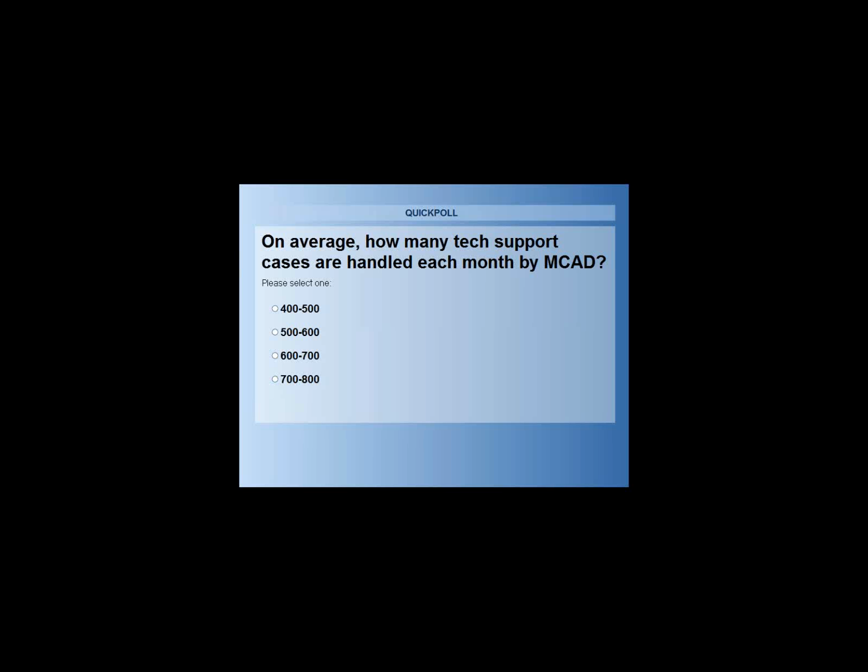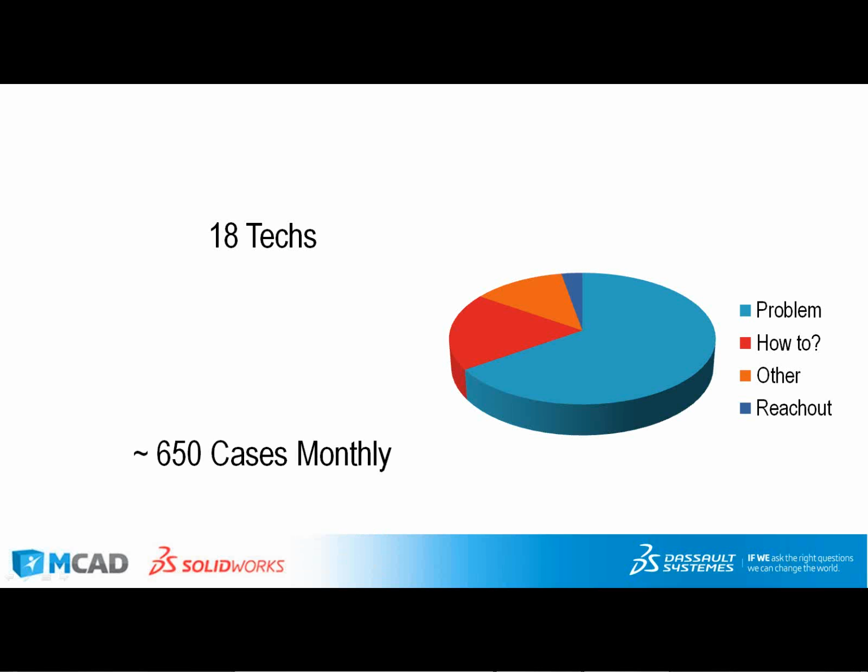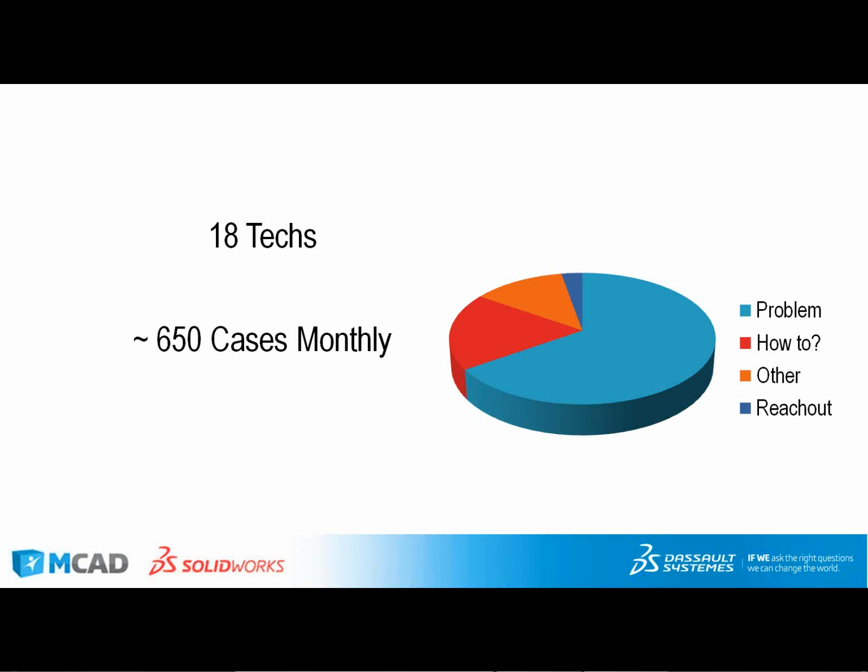Okay, thank you for responding. Those are coming in now. It looks like most of you have voted, so I'll close the poll. The results show that most of you think that the number of cases on a monthly basis is between 500 and 600. And the actual number is about 650 cases monthly.